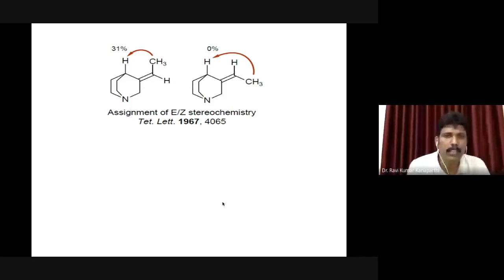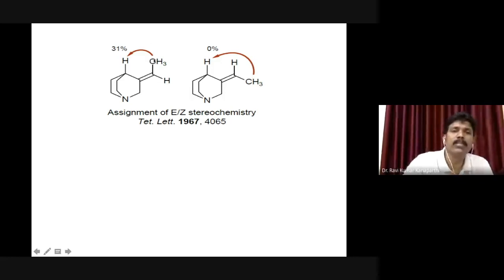This is what you can do. If you try to record the NOE enhancement factor from this molecule, for both the cis and trans isomers, when they tried to calculate this, they saw 31% enhancement for this proton signal, right? Whereas if the proton is there, then you don't see any kind of enhancement. Okay, you can't see any enhancement.